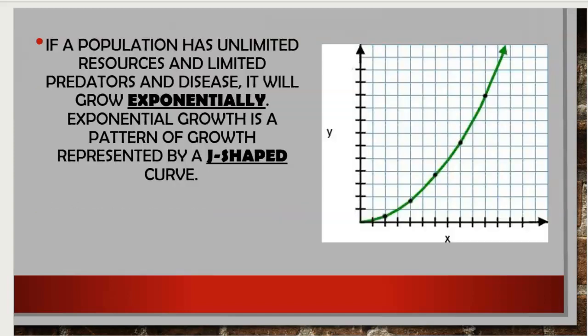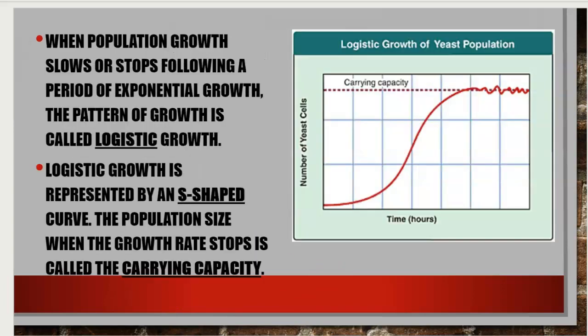All right, if a population has unlimited resources, meaning there's all the resources they could possibly need, and there's very few predators and disease, it's going to grow what we call exponentially. And exponential growth is shown by this J shape, right? And when the population slows or stops for a period, we call that logistic growth. So here you can see the logistic growth. It's represented by an S shape. And then this curvy part up here, when it stops growing, we call that carrying capacity.